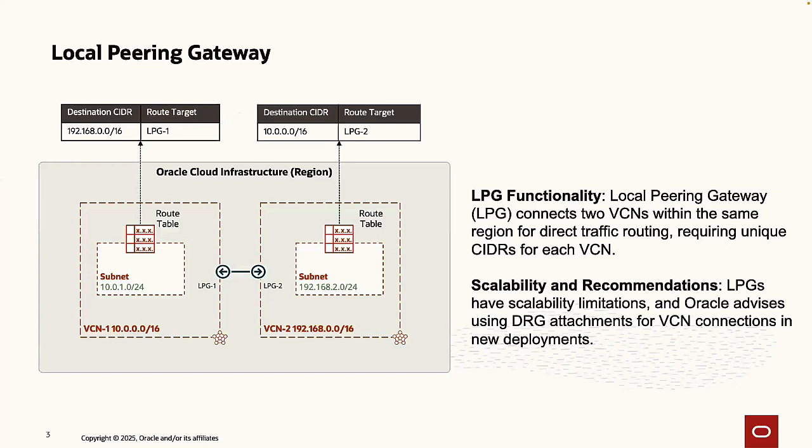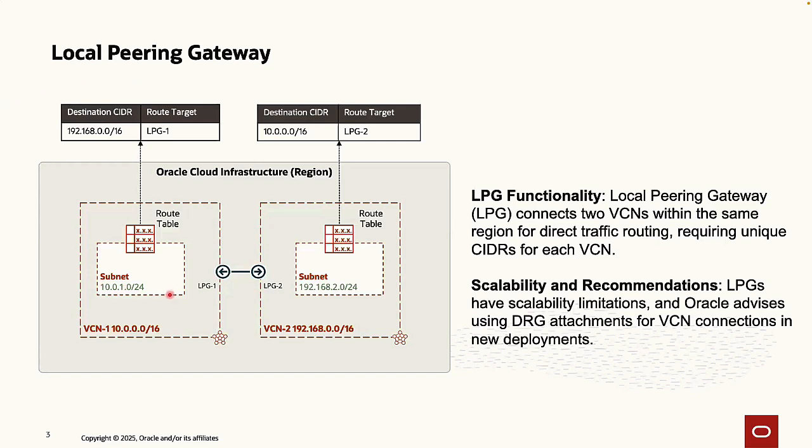So we'll start with the simplest connectivity method that provides connectivity between VCNs within a region to communicate with each other. This is known as the local peering gateway, also known by the acronym LPG. The local peering gateway allows for a one-to-one direct connection between two VCNs within the same region. A local peering gateway is provisioned within each VCN, and the LPG is then paired with the neighboring VCN's LPG. So once that's established, each VCN can use routing rules in their respective subnet route table to reach the neighboring VCN's network via its local peering gateway.